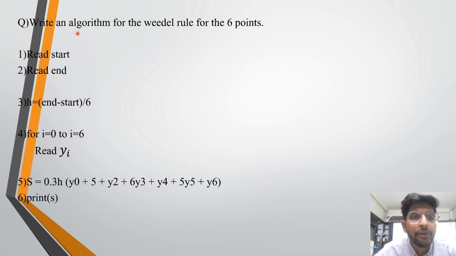In the next question, we need to write the algorithm for Boole's rule for 6 points. So we first read the start point and the end point, and we calculate the value of h. The h value is calculated by (end minus start) divided by 6. And for i equal to 0 to i equal to 6, we read the values of yi, and then we store it in S, where S is equal to 0.3h times (y0 plus 5y1 plus y2 plus 6y3 plus y4 plus 5y5 plus y6), and so on. And then we print the value of S. So this is the algorithm for Boole's rule for 6 points.